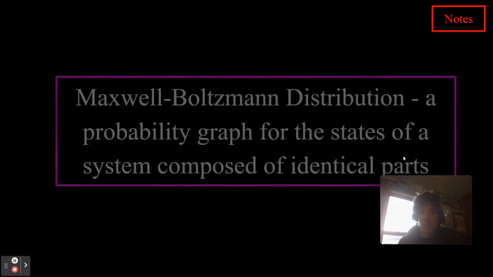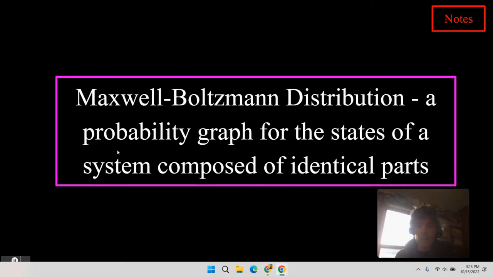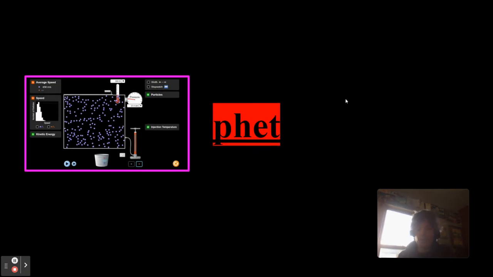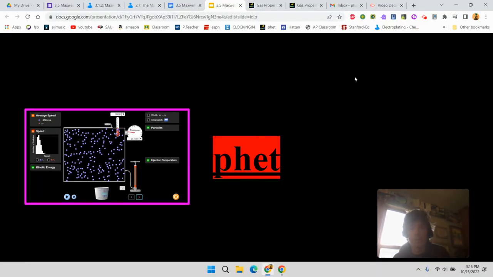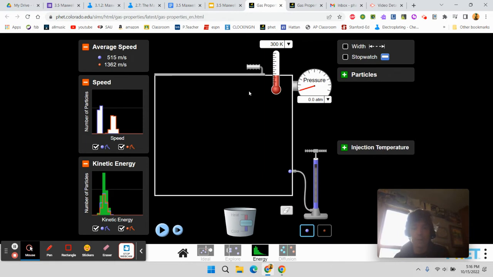All right, here is a definition, and keep in mind it's a probability. So this is what's most likely going to happen. In any given system, there would be variance. All right, we're going to use PhET to do this. And here's PhET, and I've got this all queued up.